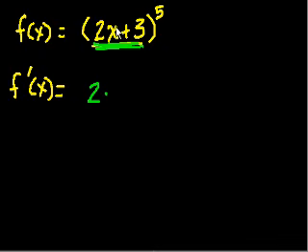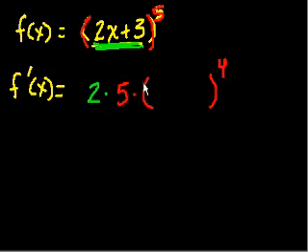So then, what's the derivative of x to the fifth? Well, I'm going to do that in a different color. The derivative of x to the fifth is 5x to the fourth, right? So it'll be 5 times something to the fourth. But here we didn't take the derivative of x to the fifth. We took the derivative of 2x plus 3 to the fifth. So we just put the 2x plus 3 there instead. 2x plus 3.